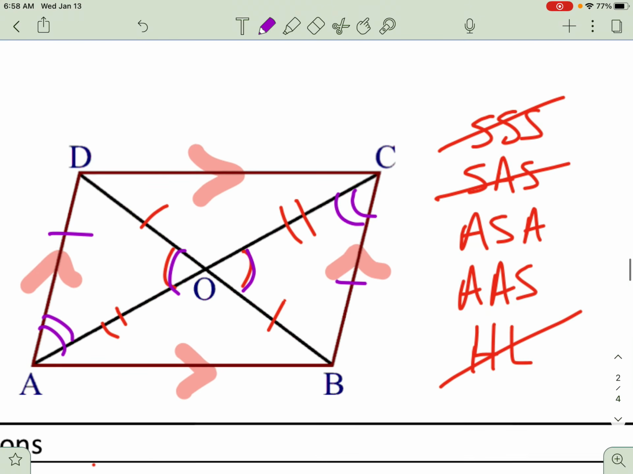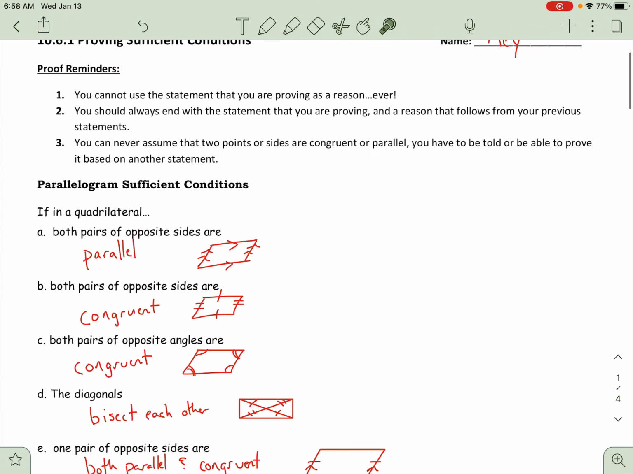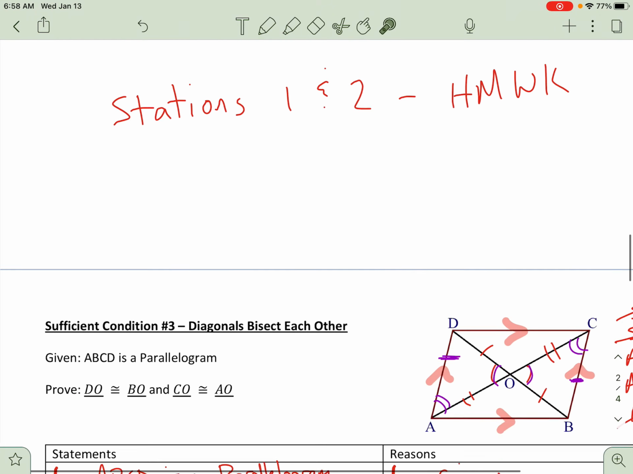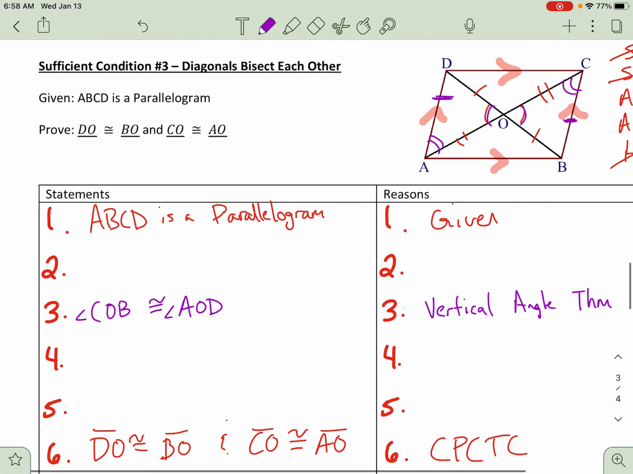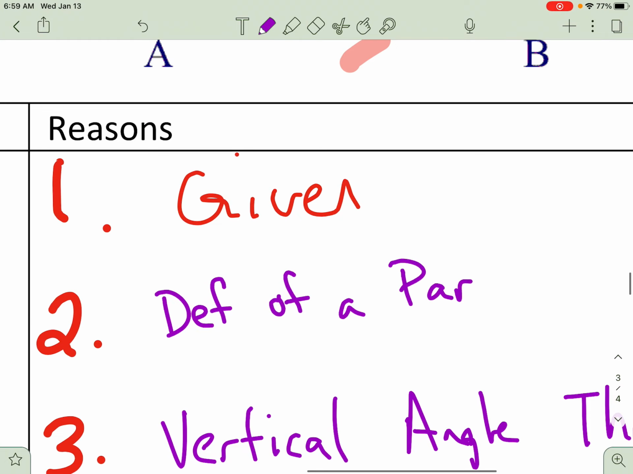We know that, as we just talked about, because of the vertical angle theorem. All right, and then let's see. Oh, well, we got to have this side, right? How do we know that these sides are congruent in this triangle? Because they're the opposite sides on a parallelogram. It says it's a parallelogram, and one of the properties is that opposite sides are congruent. So, number 2, we could say that line AD is congruent to line CB. And we know that because of the definition of a parallelogram.